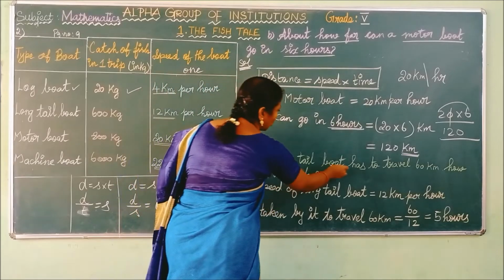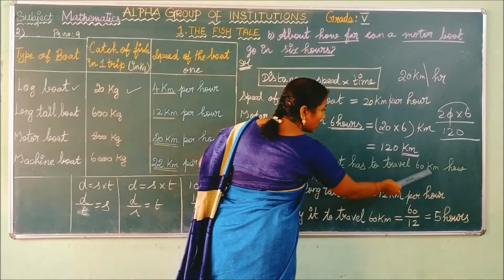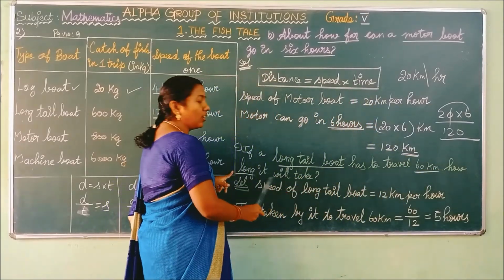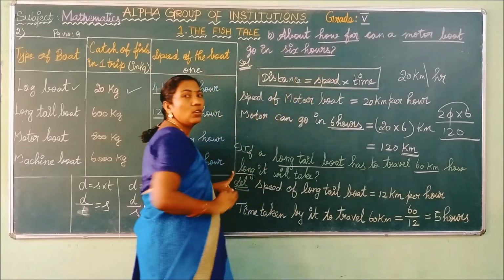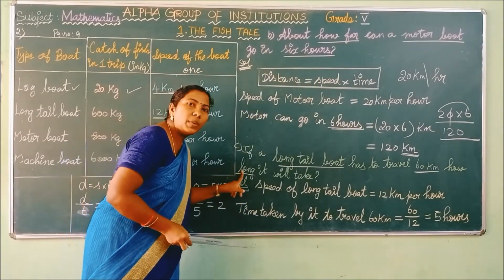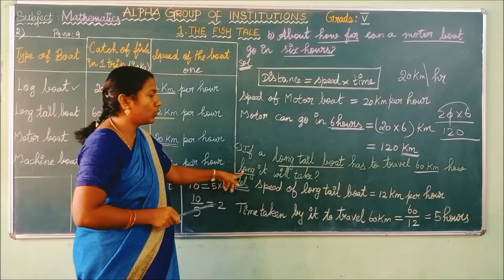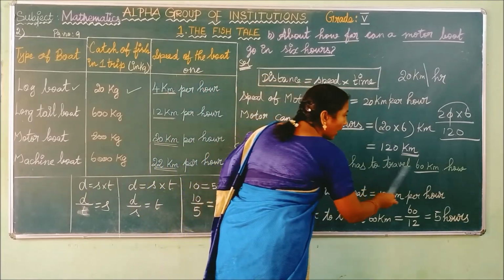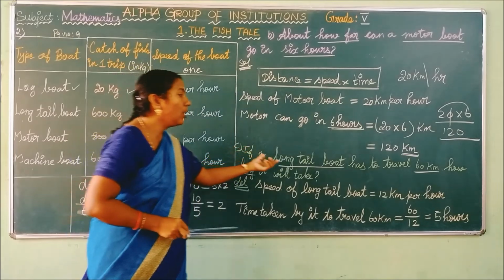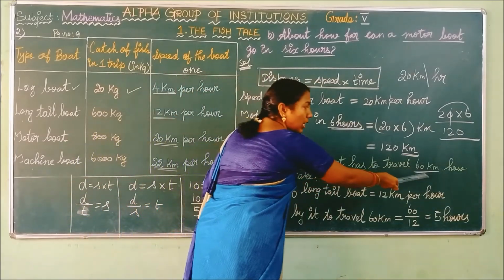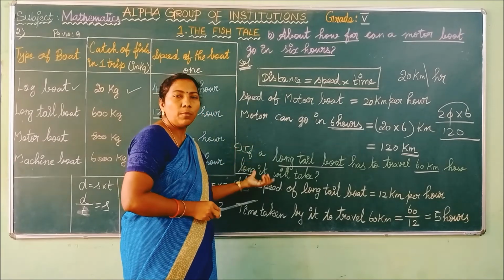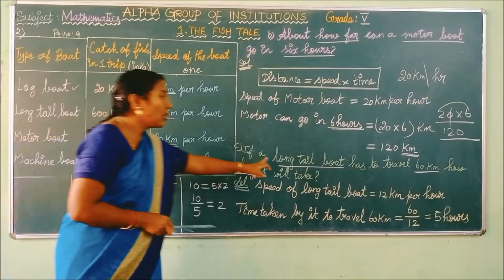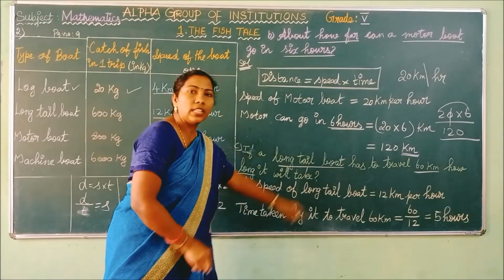If a long tail boat has to travel 60 kilometers, how long? See the clue, children. How long will it take? Earlier they were asking how far, so we found out the distance. How long means time, we have to calculate. So we have to calculate the time the long tail boat takes to travel 60 kilometers. So we are using the formula. Now we are going to calculate how much time this long tail boat can take to cover the 60 kilometers.